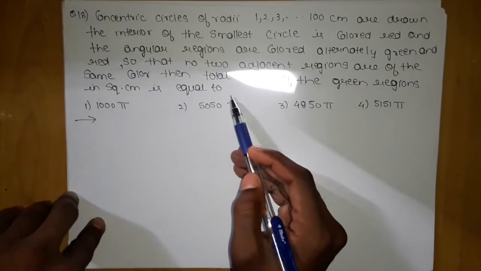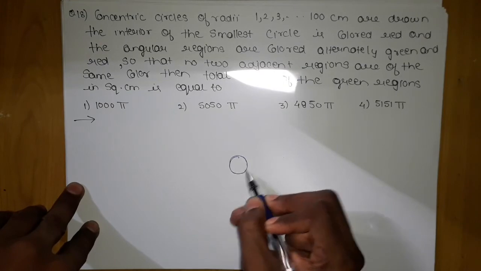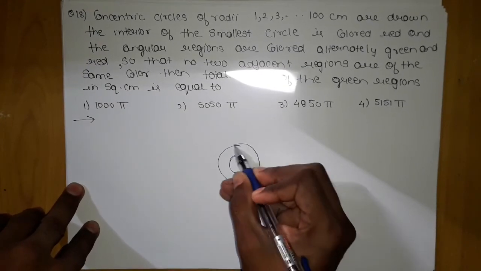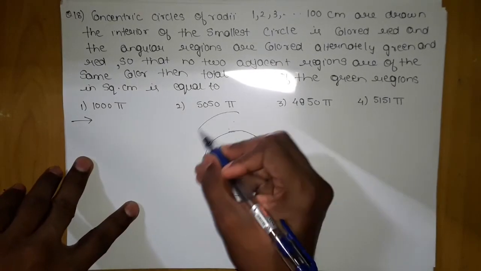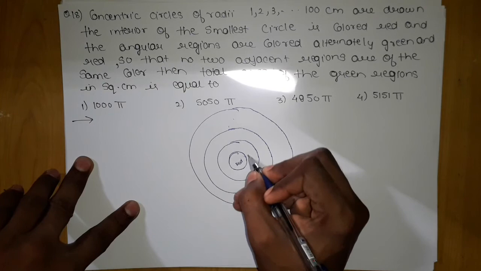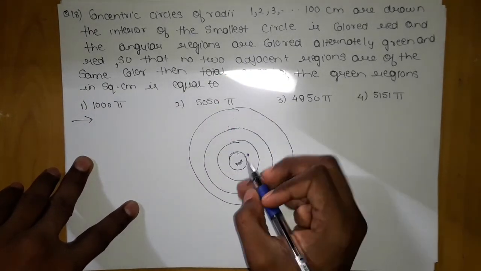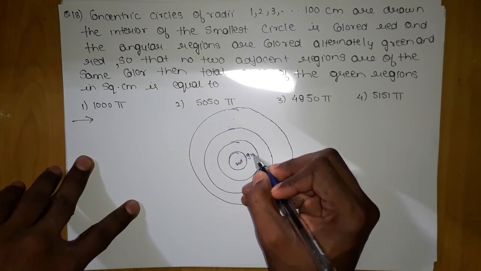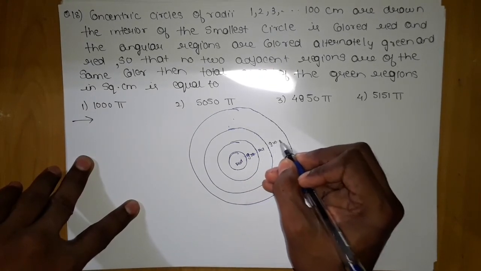of the green region in square centimeter is equal to, okay. So they are telling that there are some concentric circles, like this. Very obvious. Now similarly it is going till 100. I will assume that this is my 100th circle. They're telling that the interior one, the smallest circle, this is red, then this is green. Similarly this is red, alternately, and this is green, and so on it is going till the last.